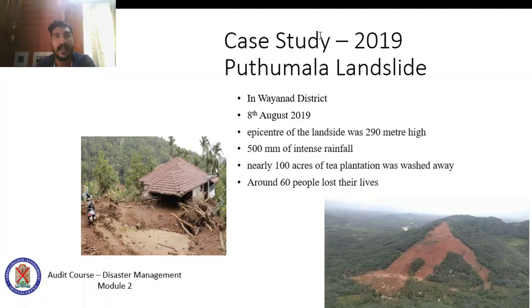The epicenter of the landslide was around 290 meters high on the mountain, which brought down 20 hectares of land, pushing into a distance of about 2 kilometers. The analysis of the rainfall data showed that in just a span of 24 hours before the landslide, the area received a tremendous amount of rainfall, recorded at around 500 millimeters of intense rainfall in that area.